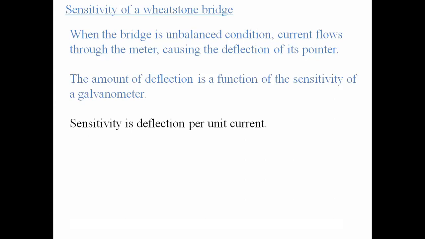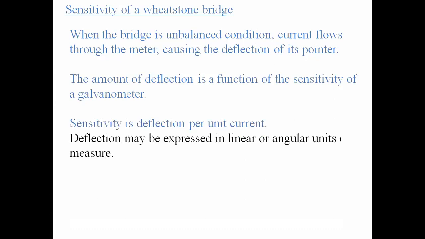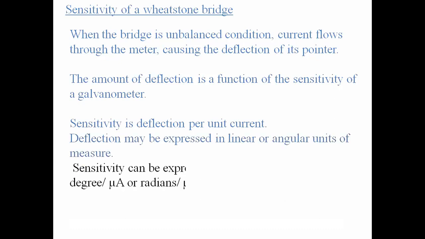Sensitivity is deflection per unit current. For a small change of the current, how much deflection occurs; that represents the sensitivity. Deflection may be expressed in linear or angular units of measure. Sensitivity can be expressed in units of S equals millimeters per microampere.